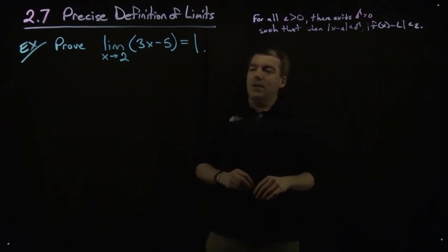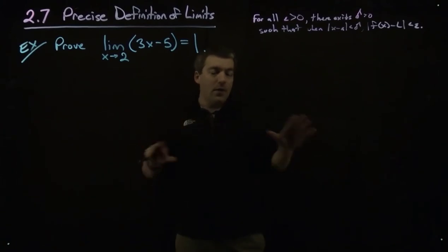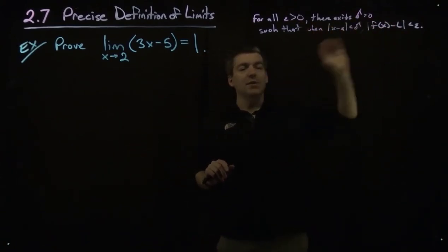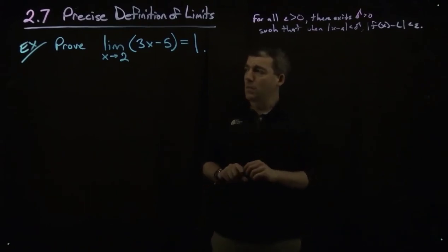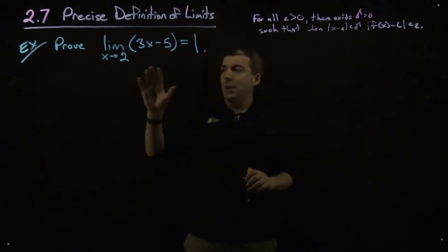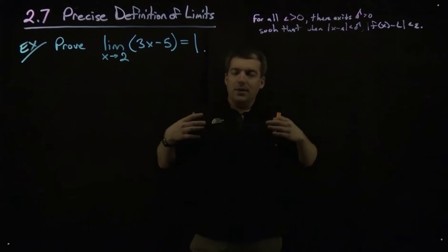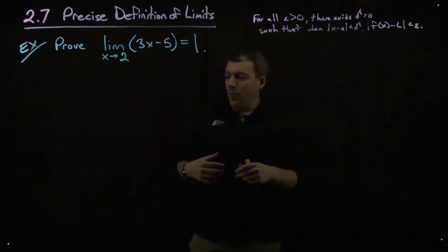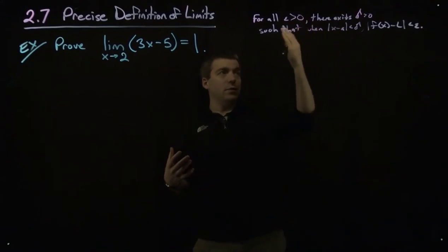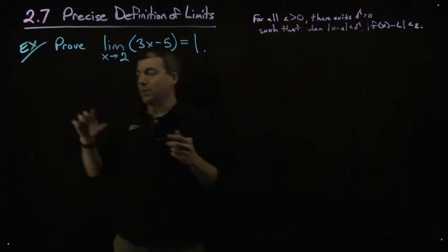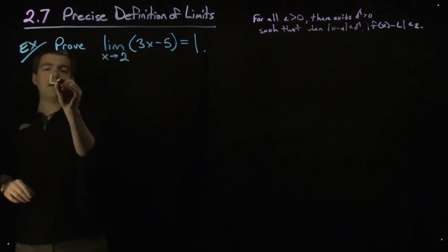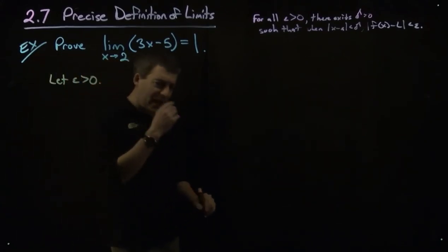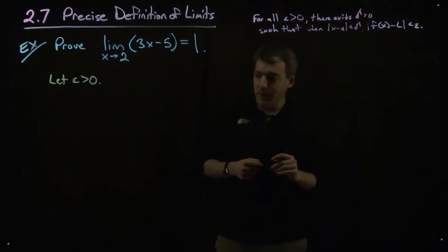All right, so what we need to do is show that for any epsilon we choose, we can find a delta such that this is true. So the first thing we're going to do is start with some arbitrary epsilon. And all we need to do is say that it's greater than 0. So we'll start with that. We're going to let epsilon be greater than 0. Now this is a stand-in for any epsilon that we could choose.